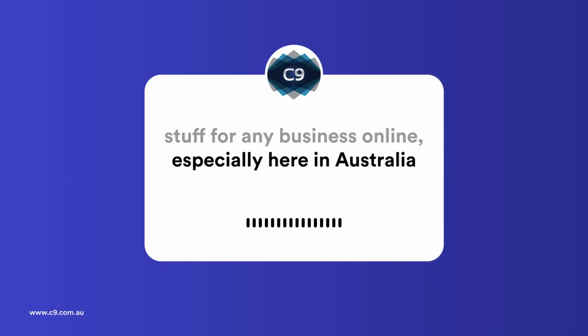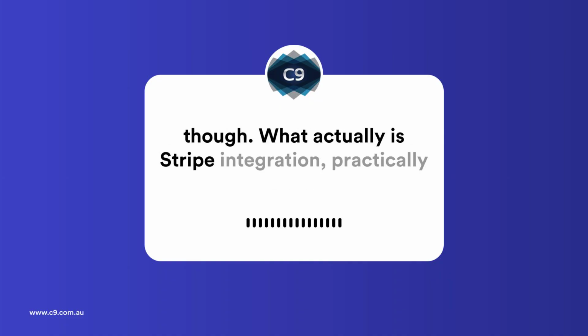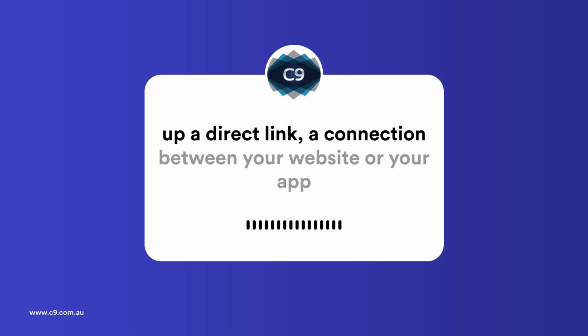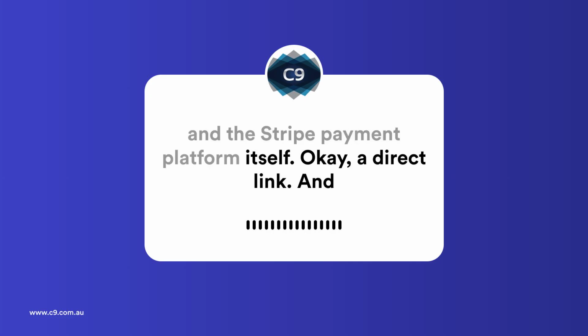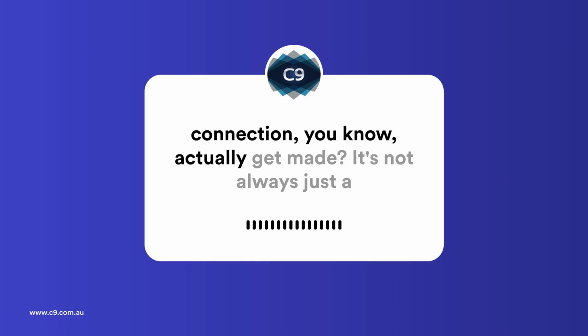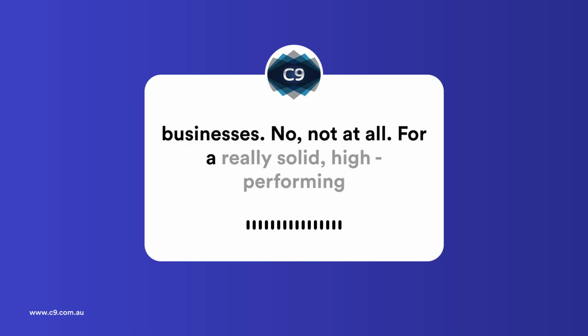Okay, so this is pretty foundational stuff for any business online, especially here in Australia where things move fast. Right. Let's start with the basics, though. What actually is Stripe integration, practically speaking? Good question. At its core, it's really about setting up a direct link, a connection between your website or your app and the Stripe payment platform itself. Okay, a direct link. And for someone maybe not deep in the tech side daily, how does that connection actually get made? It's not always just a simple switch you flip, is it? Especially for complex businesses. No, not at all.